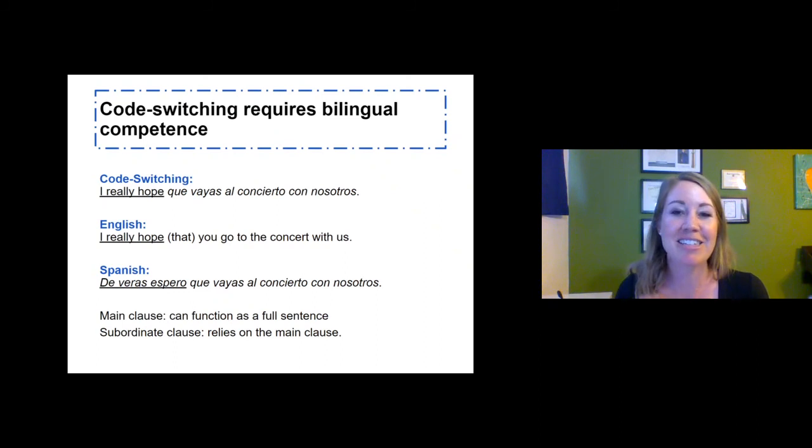A main clause is a part of a sentence that can function by itself. So I can say, I really hope. I really hope. That's a sentence. I don't have to follow it with anything, right? It's called a main clause. It could be its own sentence, right?